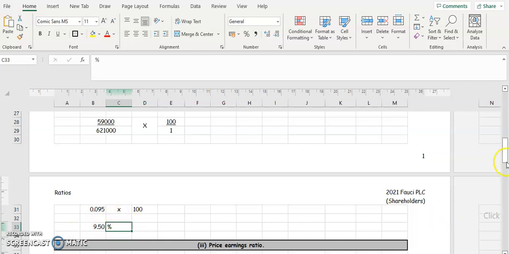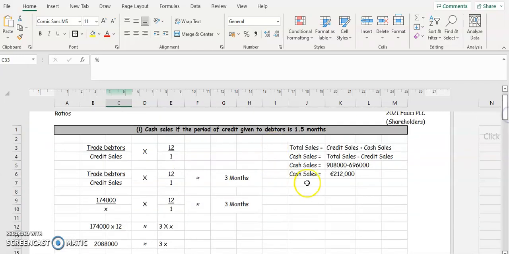So remember, with each one of these, you need to use the correct units. So part 2 is percentages. The previous one that we did, part 1, was euro. So make sure you put those signs in.